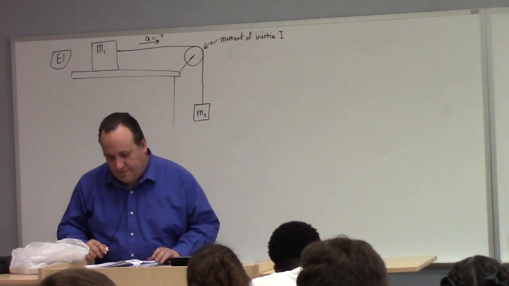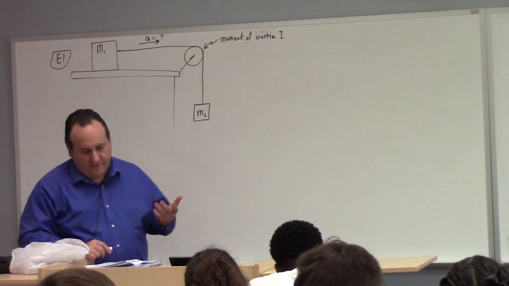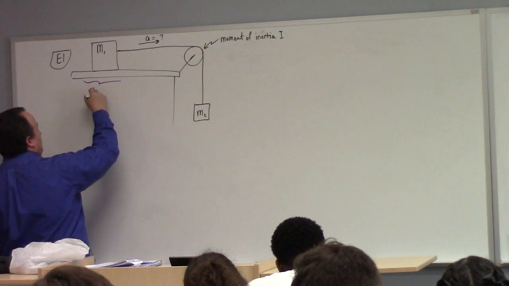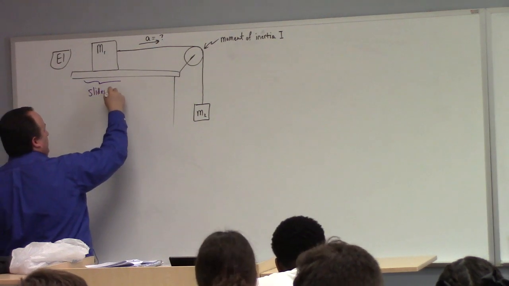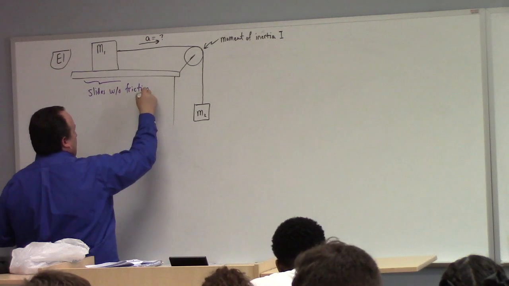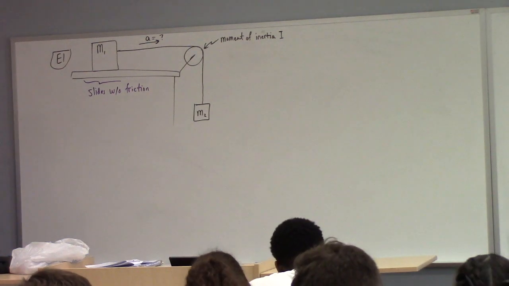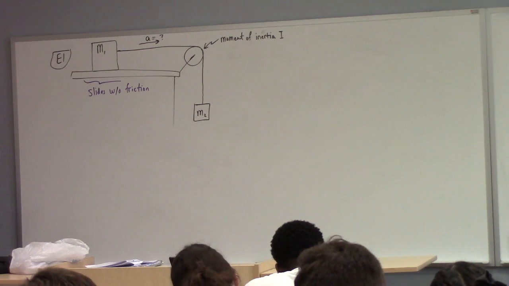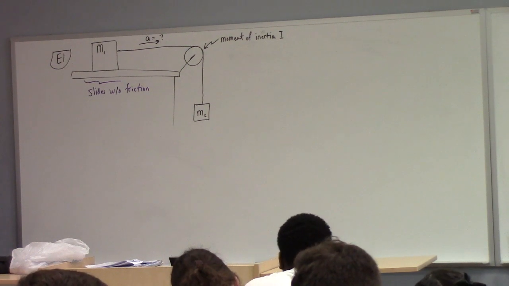To keep things relatively simple, I'm not including any friction. So I'm supposing that this slides without friction. Of course, you could add friction. That would be a different but slightly more complicated problem. Not that much more complicated, honestly. So M1 slides without friction. We're assuming this is near the surface of the Earth as usual.